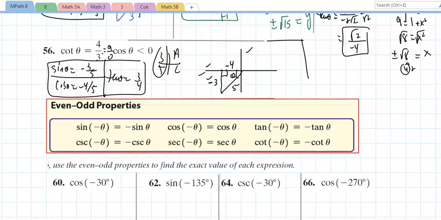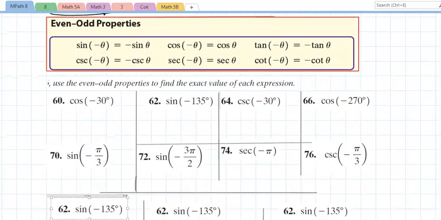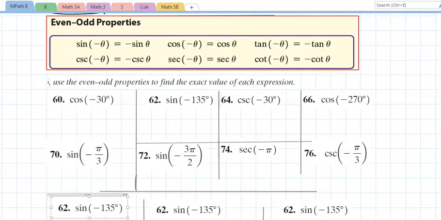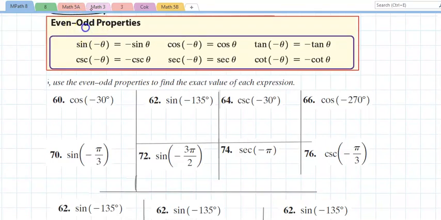Now, something that they want us to learn, and it's important to learn this, not for what they need. I could do all of these problems without really using the even-odd property. We need the even-odd property for other things, for graphing, for some of calculus integration. So we need to know that.